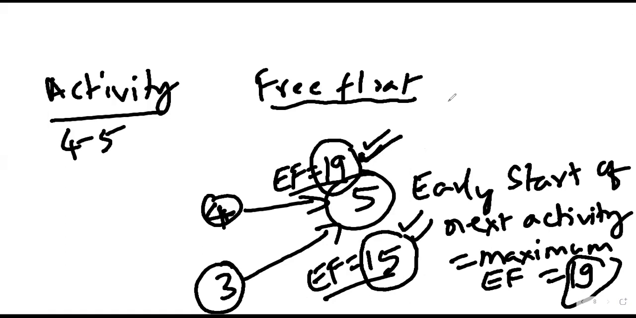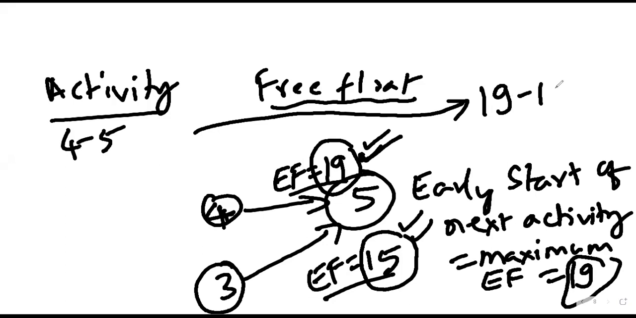What should be the free float? What should be the free float for 4-5? It should be equal to 19 minus 19. Is it right? 0. Correct. Does everyone agree with this? Same thing we have done even in our previous class. We have considered the maximum of the early finishes, the maximum value of the early finishes, 19. So 19 will be considered as the start for the next activity.